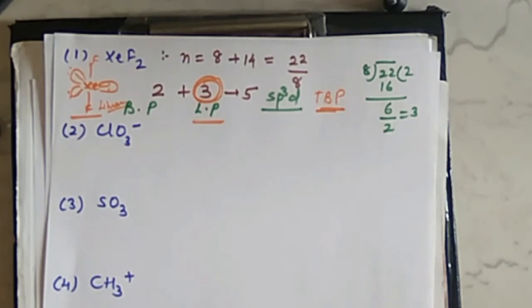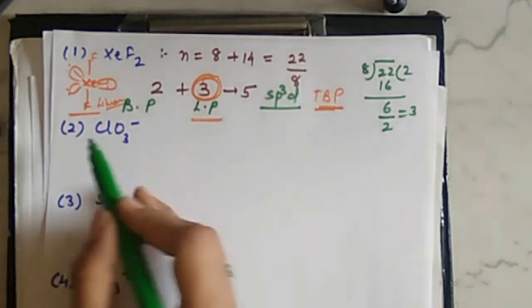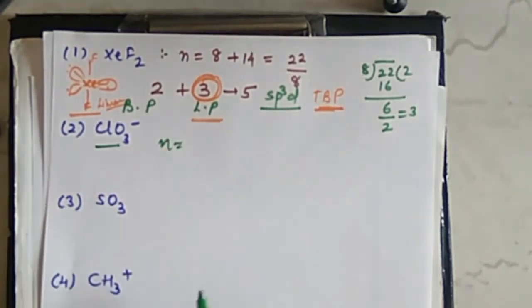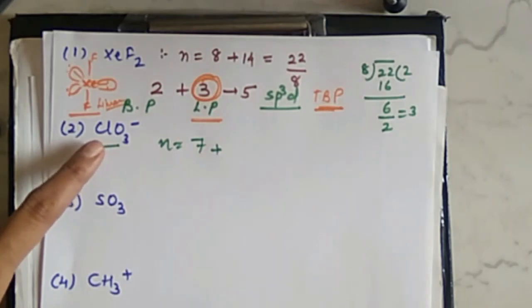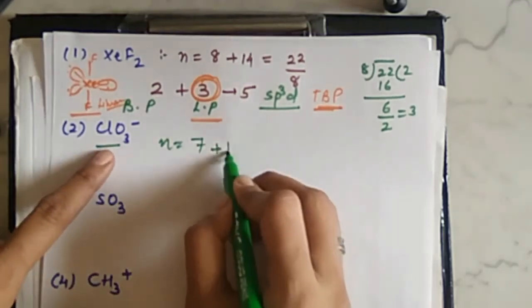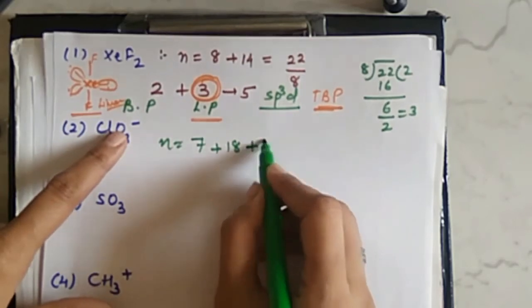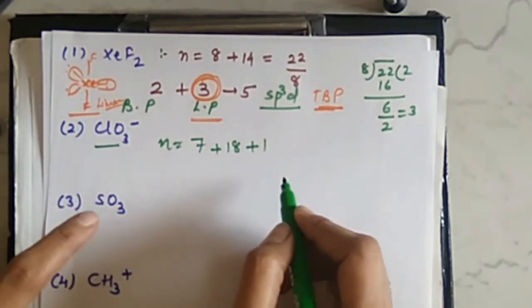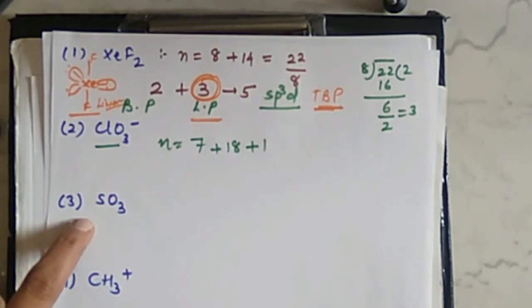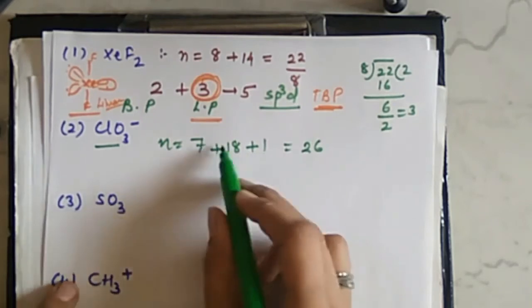If we take another example, ClO3 minus. Considering the central atom Cl, N is equal to 7 plus the total number of electrons present on oxygen, that is 6. 6 into 3 is 18, minus, if any charge is there: minus charge we have to add, if it is plus charge we have to subtract. So 7 plus 18 plus 1, total it is equal to 26, right?